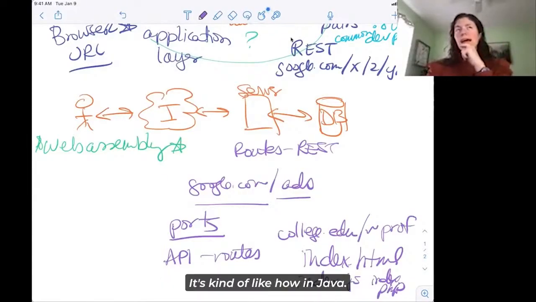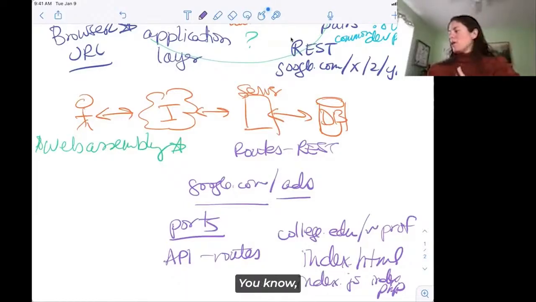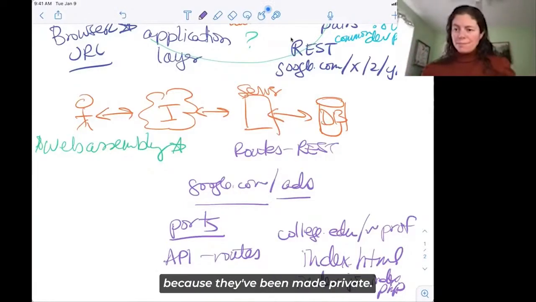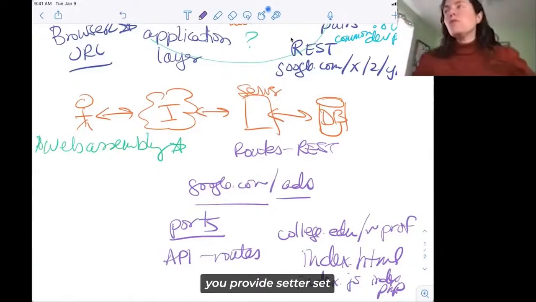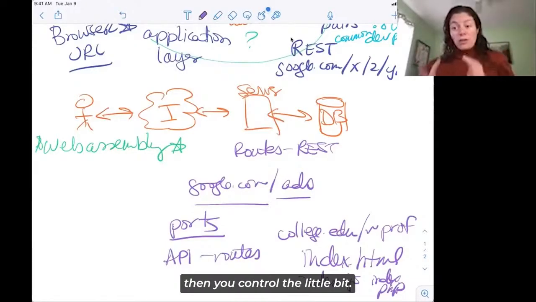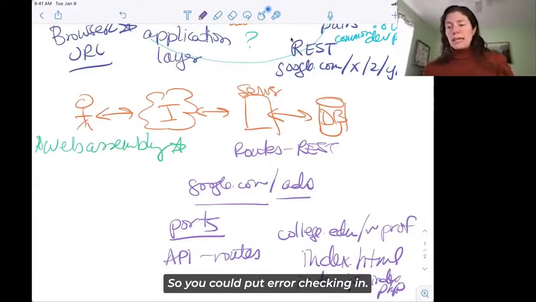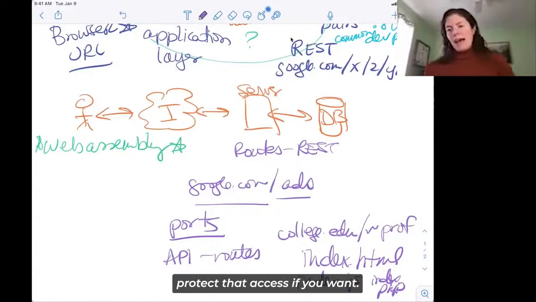It's kind of like how in Java, because I know you looked at Java, we can't necessarily change all the fields because they've been made private. Yes. Until you make them public. Right. Or you provide set and get methods to access that information, and you control it a little bit. So you could put error checking in. You could put blocks in to kind of protect that access if you want.